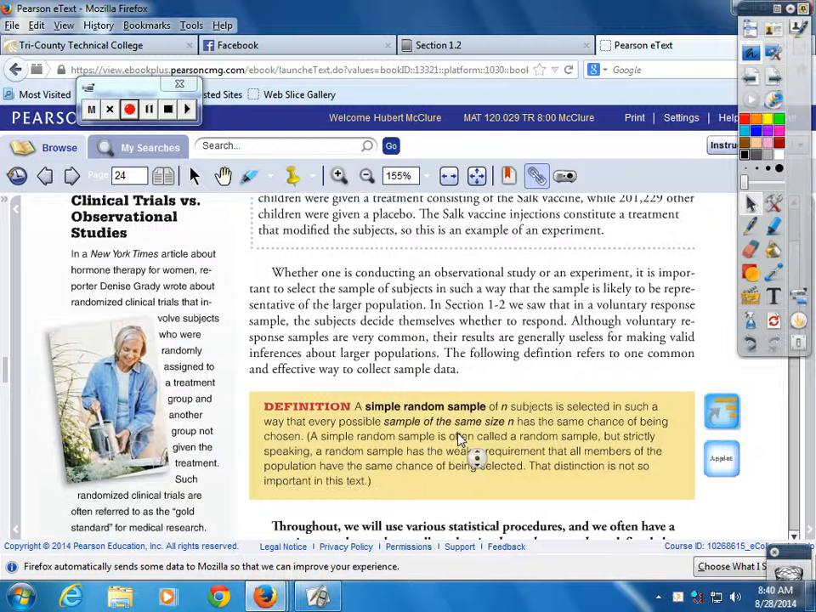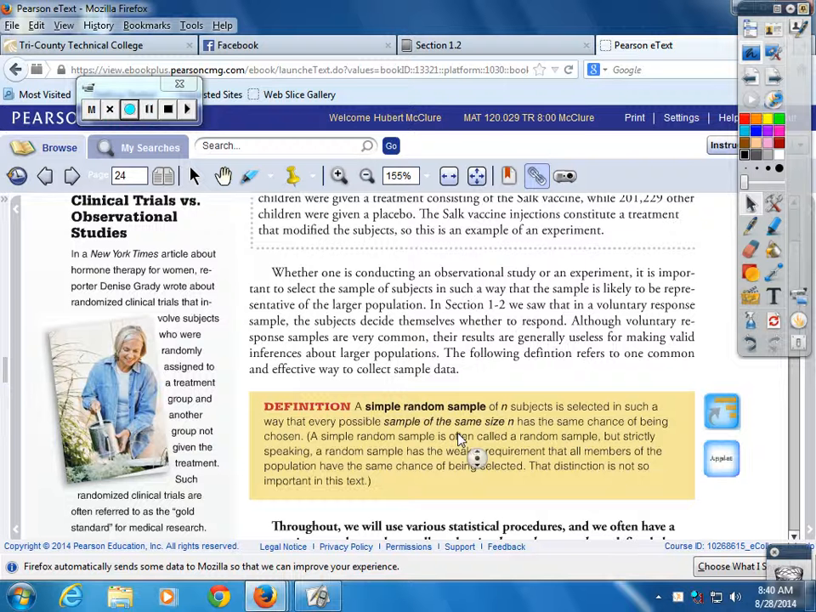So when you divide up into groups in your science lab, and then the science teacher says, well, I'm going to pick one group to not work today, then that is a simple random sample because he or she is picking one out of several groups, and they all have an equal chance.